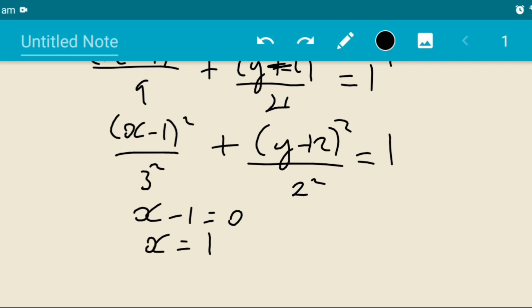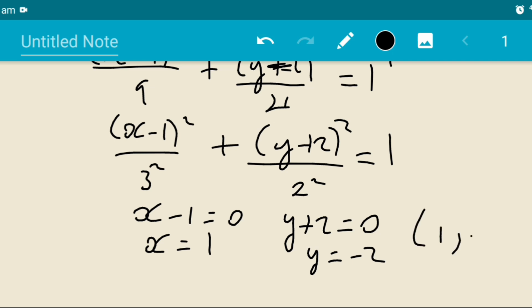So that's for x. We do the same for y. Here, we take this and then we equate it to 0. So this would be y plus 2 should be equal to 0. Then we solve for y. So y should be equal to negative 2. So we have our coordinates. We have x, which is 1, and y, which is negative 2. So this here is your h, this here is your k.